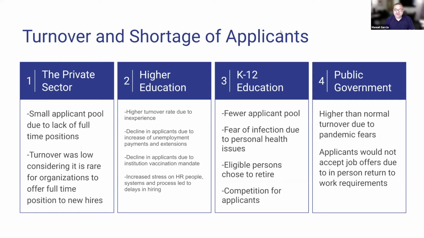Number 3, for K through 12 education, the reasons for turnover and shortage of applicants included a fewer applicant pool, fear of infection due to personal health issues, and eligible persons choosing to retire. Maybe some of them were eligible to retire, some of them retired early. And then also there was a competition for applicants. And number 4, public government. Reasons for turnover and shortage of applicants included higher than normal turnover due to pandemic fears.